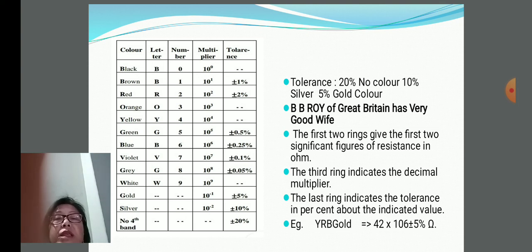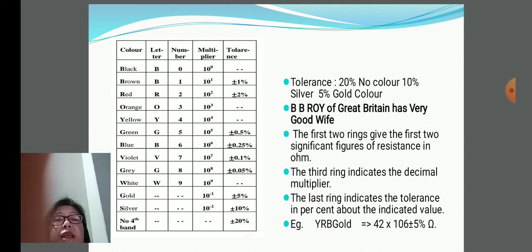Next comes G. So you take green G. Therefore, I can write it as BB Roy of Great Britain. Green G, great. Blue B, Britain. Has very, violet V, very. Gray, G, so I take it as good. And white, W, I take it as wife. So I can say BB Roy of Great Britain has very good wife. From here you write 0, 1, 2, 3 up to 9 for wife.